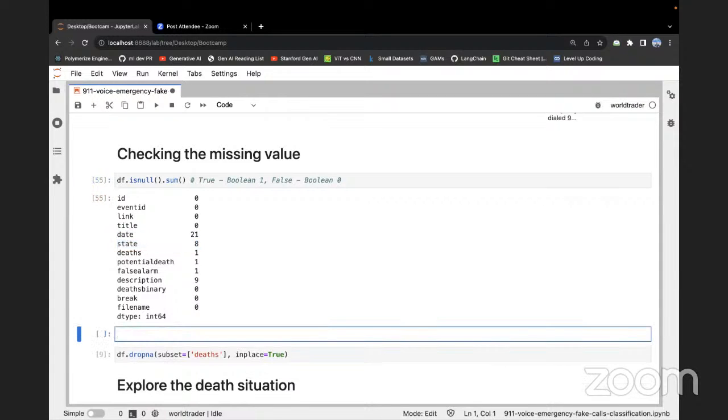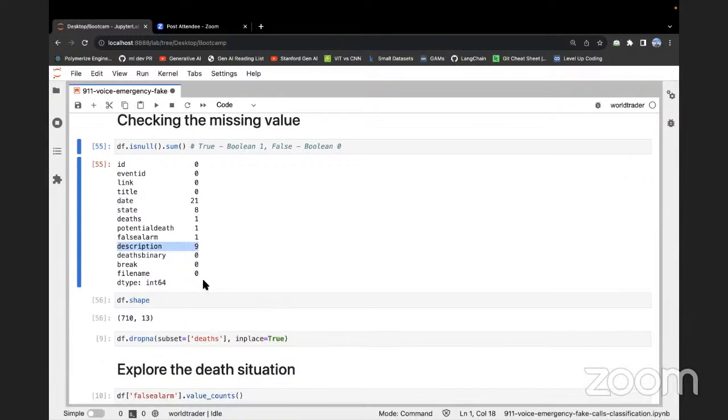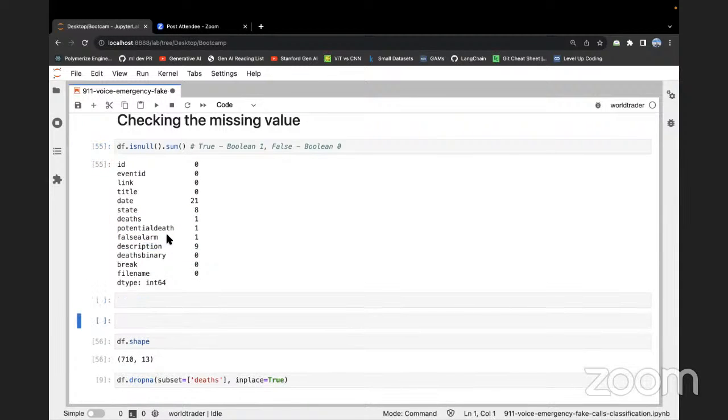What is the size of my entire data? df.shape, it's 710 calls. Out of that, I don't know the state of 8 of them, the date of 21 of them, and there are deaths, potential deaths, and false alarm missing for 111 of them. Description is 9. Now, what I need to drop is, I am very interested and focused on the deaths column, right? So if I don't know the death, potential death, or false alarm of it, I can't work with it.